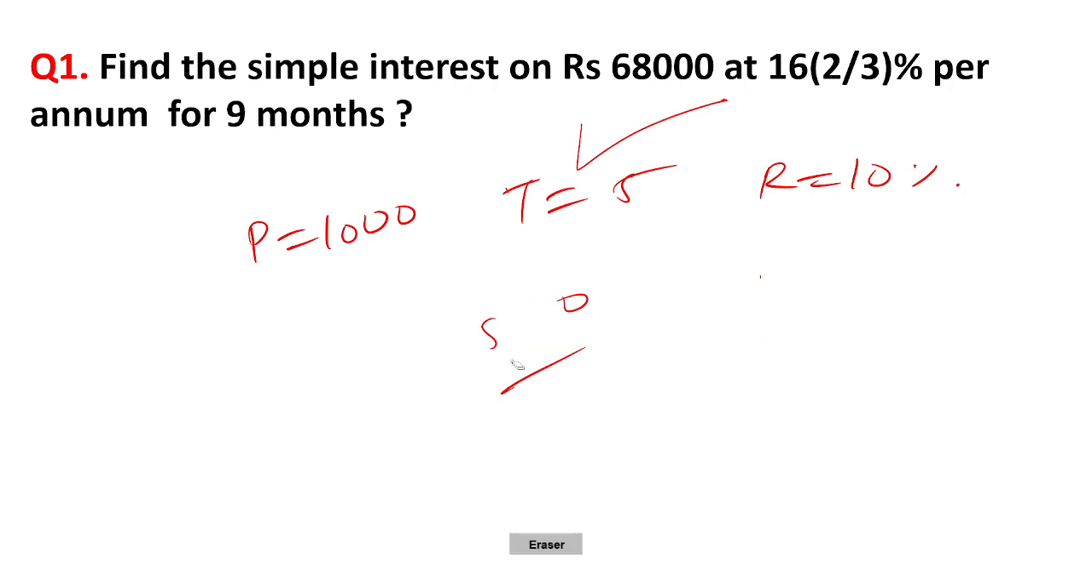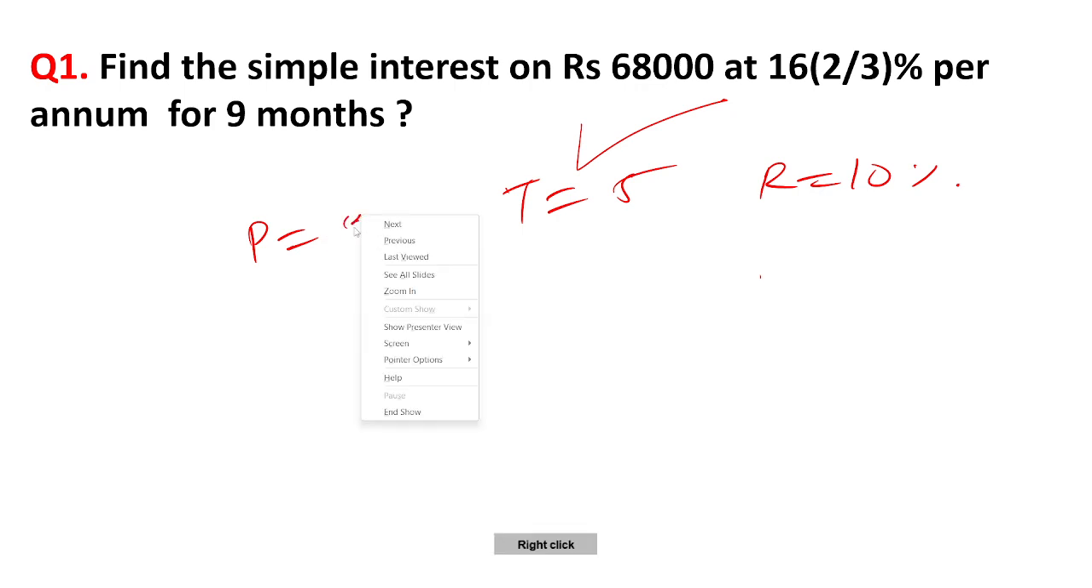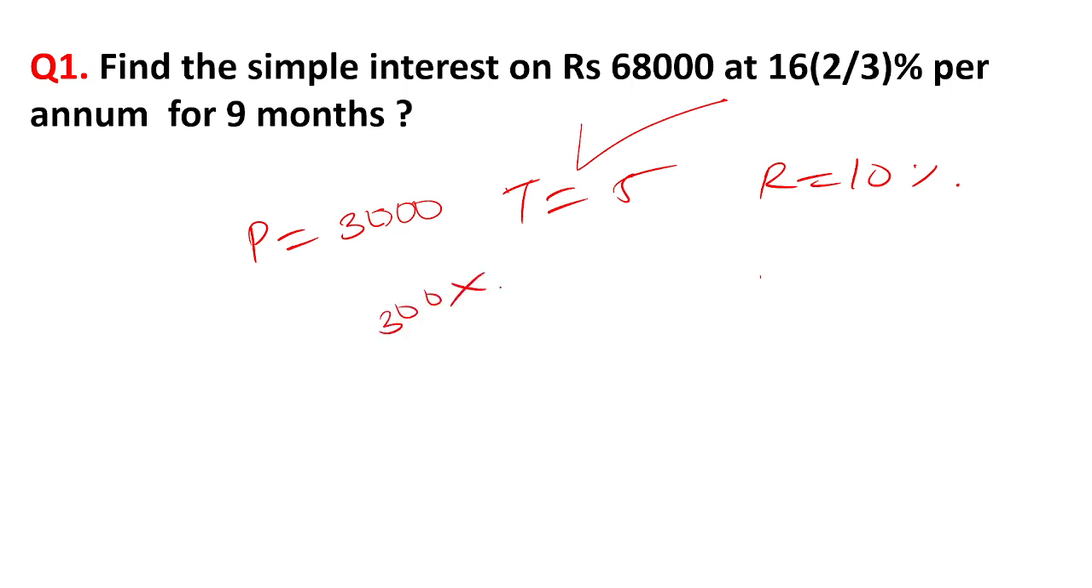Again, let's take one more example. Let's take 3000, with 10% for 5 years. What is 10% of 3000, 300, multiplied by 5. The simple interest will be 1500.